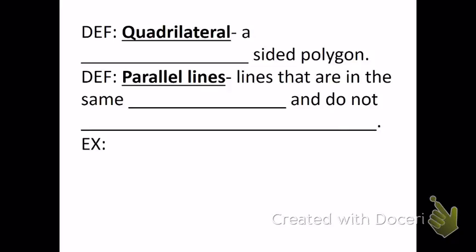Quadrilateral. Quad means 4. So a quadrilateral is a 4-sided polygon.